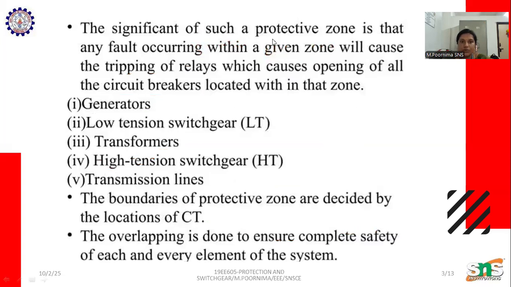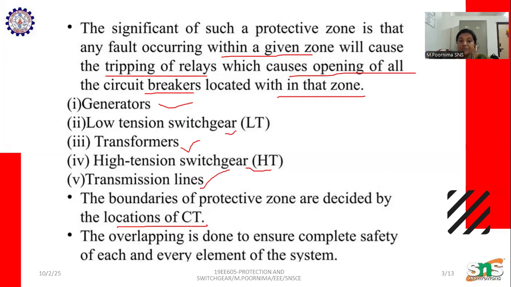The significance of protection zones is that any fault occurring within a given zone will cause the relay to trip, which opens all the circuit breakers located within the zone. This applies to the generator, low tension switchgear, transformers, high tension switchgear, and transmission lines. The boundaries of the protection zones are decided by the location of CTs.